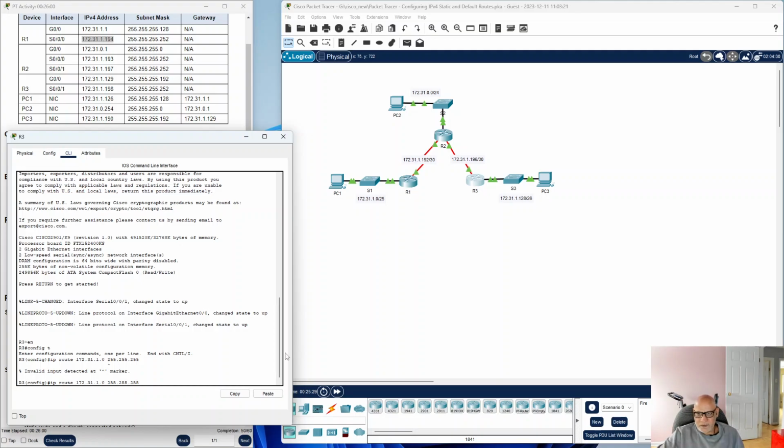So ip route 172.31.1.0. The subnet mask is 255.255.255. So it's a 25-bit subnet mask. So that means it's a 25-bit subnet mask is 192.